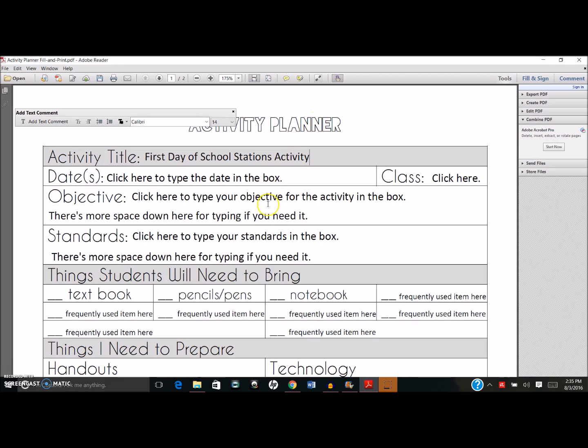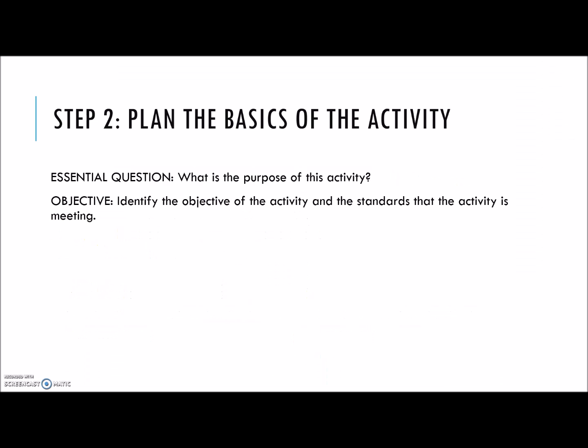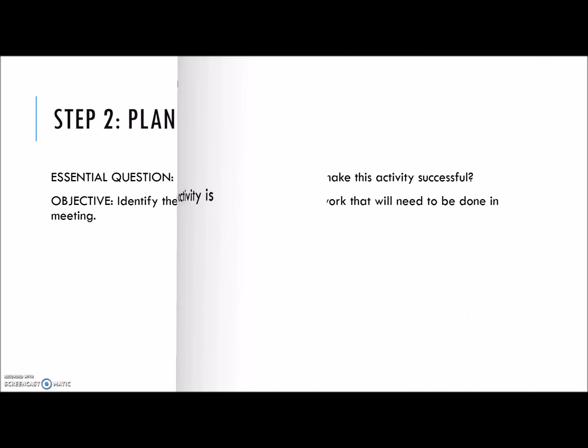So I would type that in here. My objective is for my students to gain an understanding of how the class is going to operate. Standards. You have a spot here to type in your standards, whatever those might be. You don't have to type in your standards. You do whatever works best for you. But if you're going to turn this into administrators, they would probably love it if you put in your standards. Now that we have the basics figured out, let's move on to step 3.